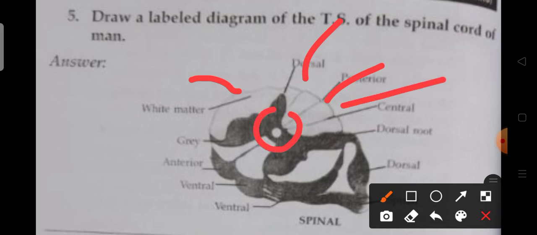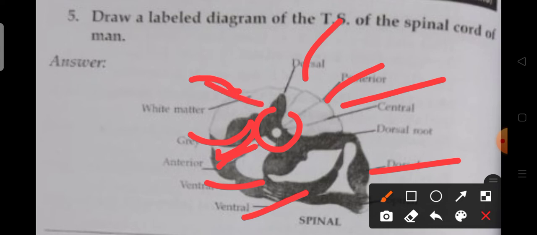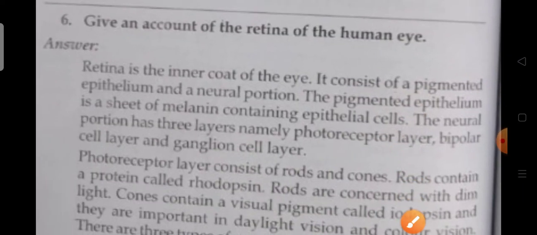Okay, this one is dorsal, and this one is ventral. This one is anterior, the front part, gray. So this is a gray color, and this is white matter. It's clear.